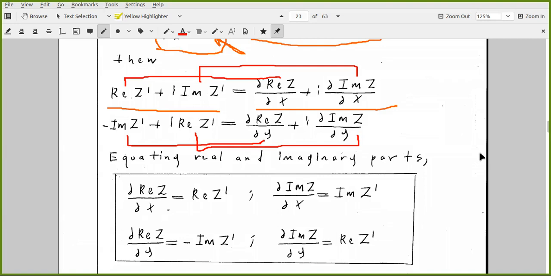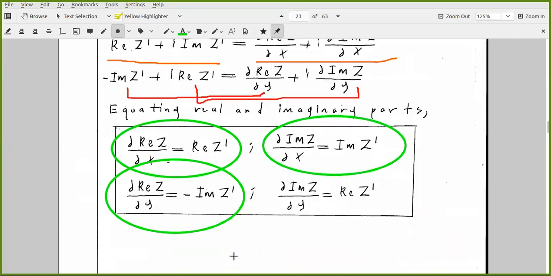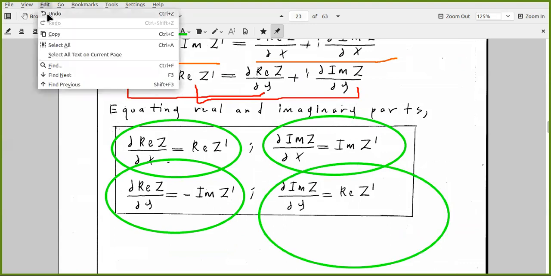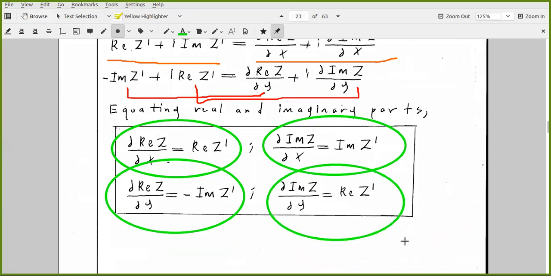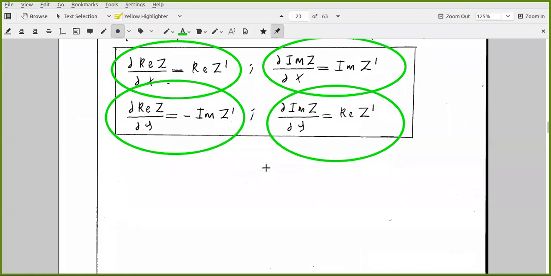Four equalities, or four differential relations, that we will make use of later. The real z dx equals real z prime, from the first equation. The imaginary z dx equals imaginary z prime, again from the first equation. The real z dy equals minus imaginary z prime, from the second. And the imaginary z dy equals real z prime, again from the second. I should note these and use these in our further computations.